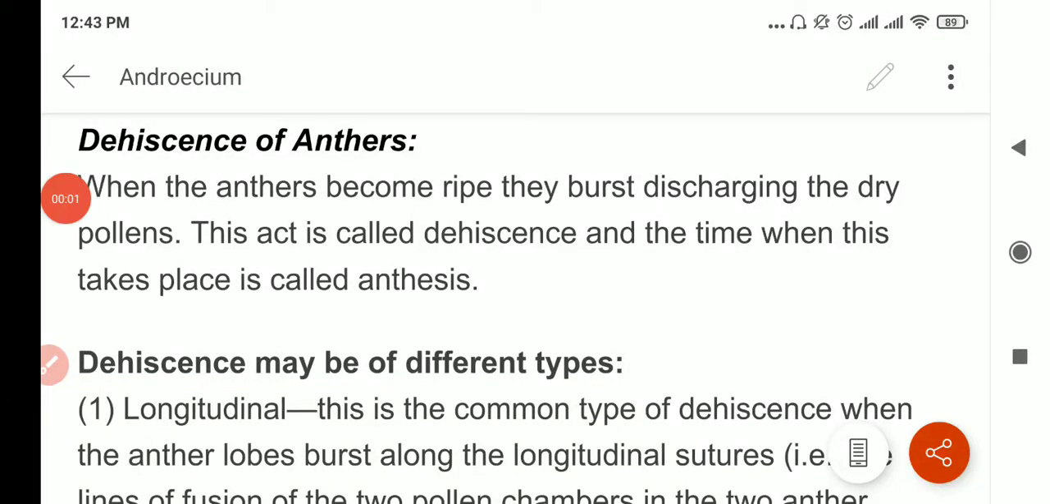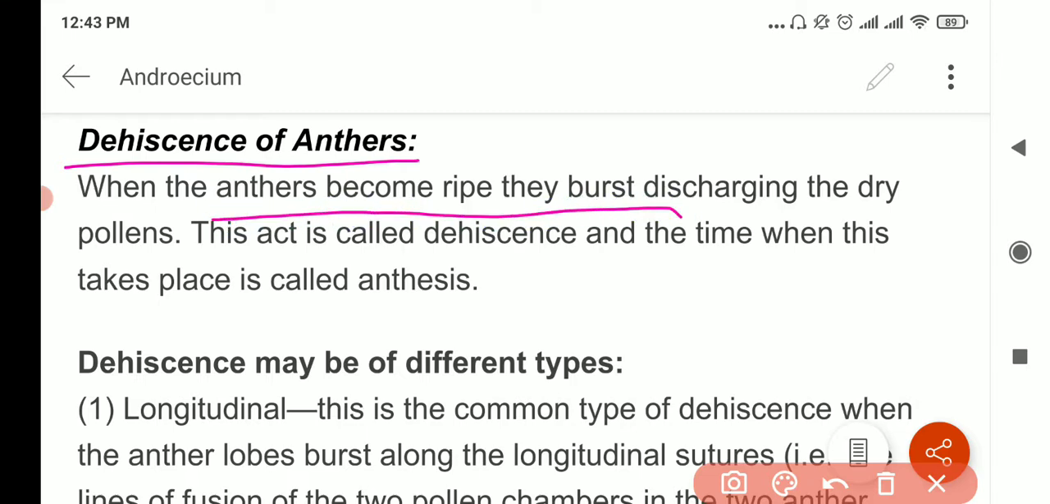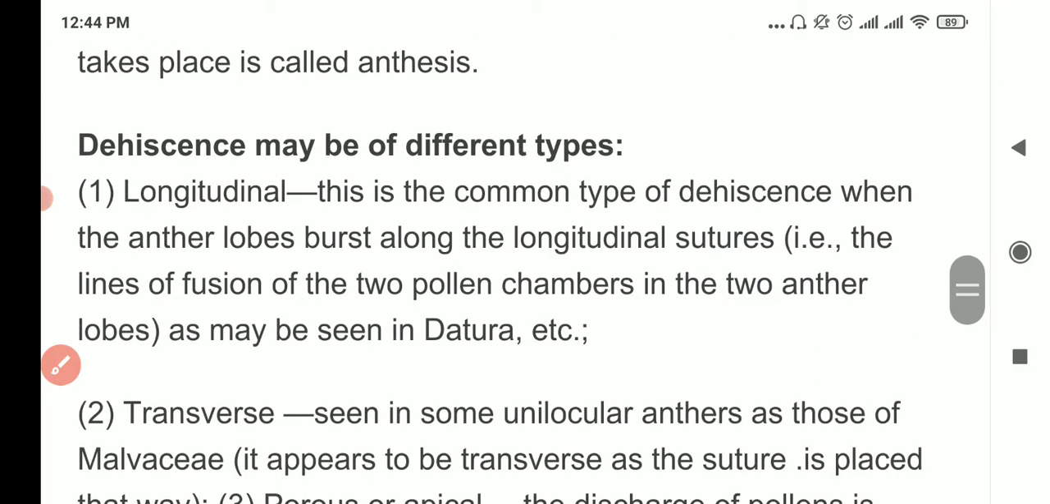Now let's see how the pollen grains get released from the anthers, or in other words, dehiscence of the anther. They will burst and spread out the pollens when they become ripe. So when the anthers become ripe, they will burst. This act is known as dehiscence, and it takes place by a process known as anthesis. Let's see how it can happen.